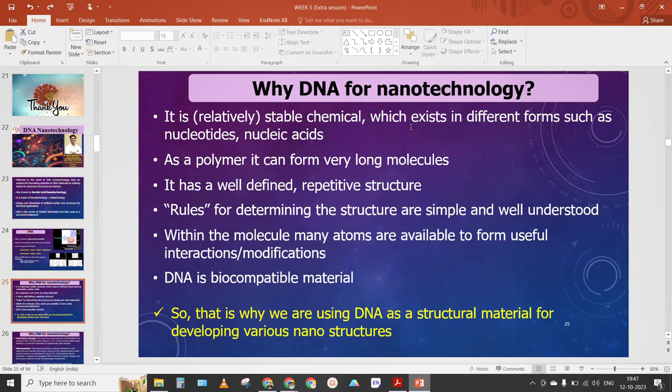As a polymer, it can form very long molecules. It has well-defined repetitive structures. Rules for determining the structures are simple and well understood. Within the molecule, many atoms are available to form useful interactions or modifications. And DNA is a biocompatible material. That is why we are using DNA as a structural material for developing various nanostructures.